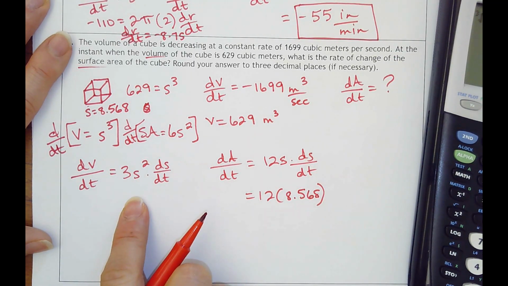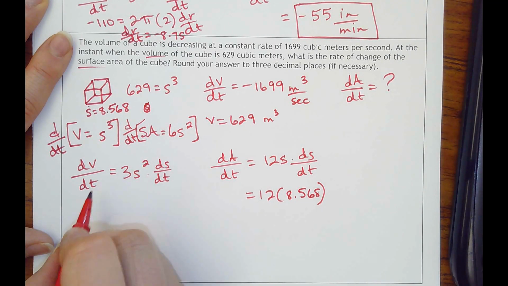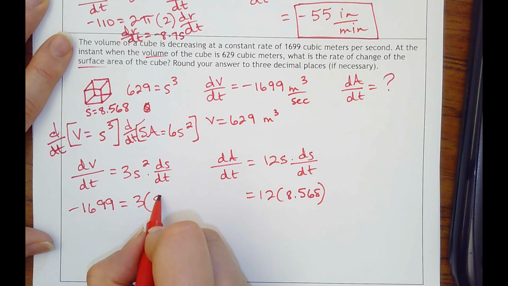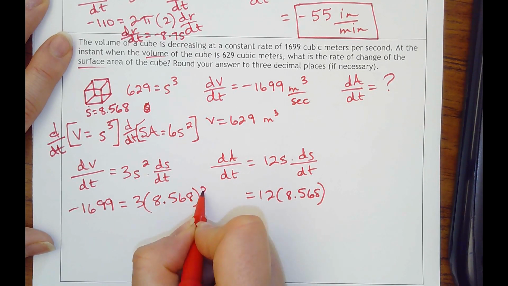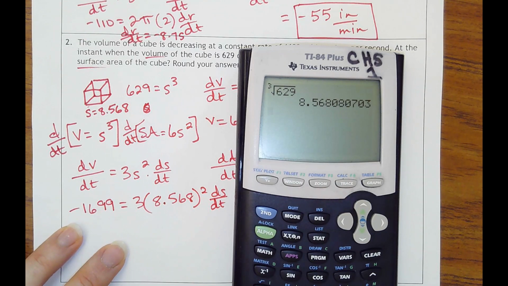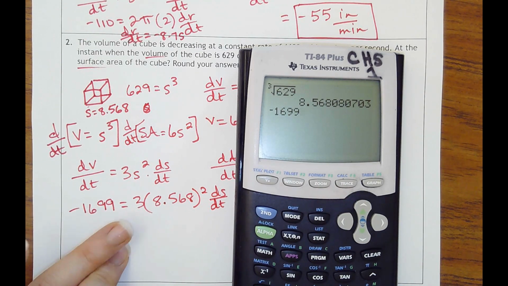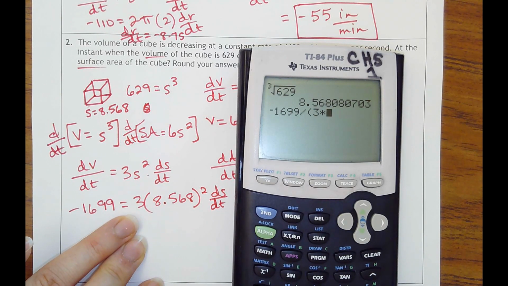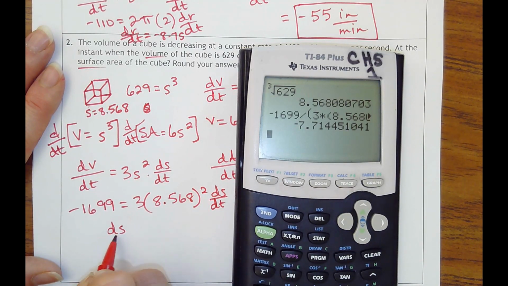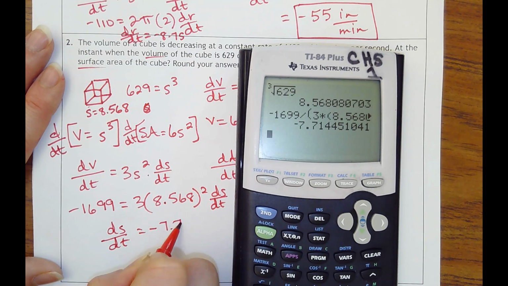And I don't have that, but I come back to this formula and I'll be able to find it by plugging everything in. So plug in your volume rate of change, plug in your side, square it. So I'm just going to do this all at once. Negative 1699 divided by 3 times this squared, I'll do in the parentheses, should be negative 7.714-ish.